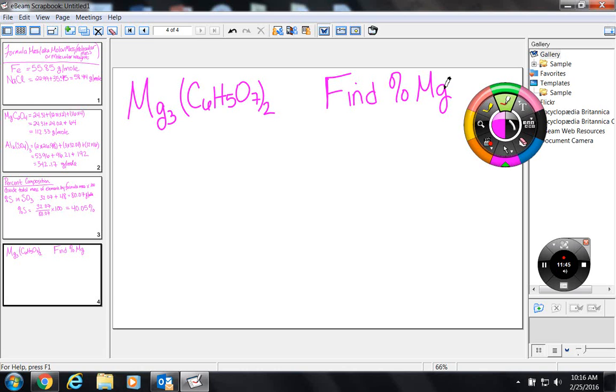Alright, magnesium citrate. Find the percent magnesium. So find the formula mass first, and then find the percent magnesium.